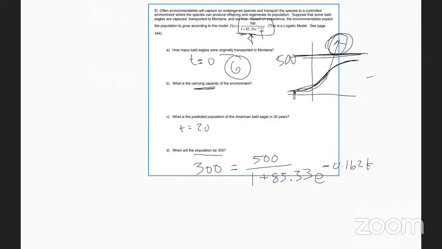Do you have another one you can put up there? Yeah. So up there it is.